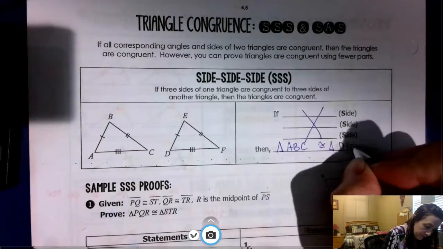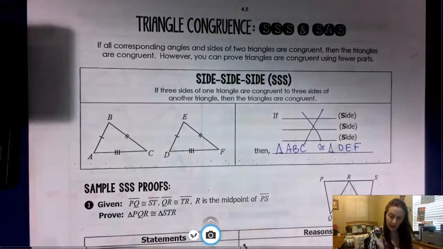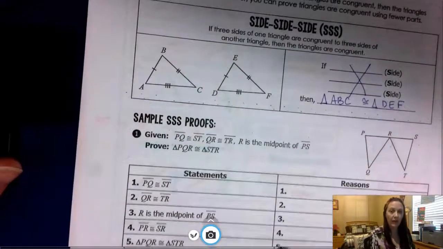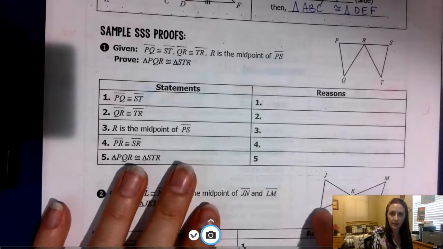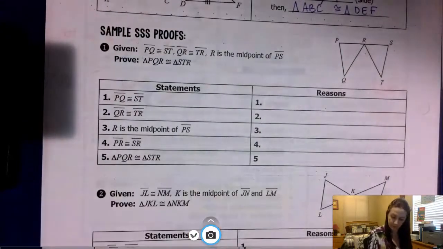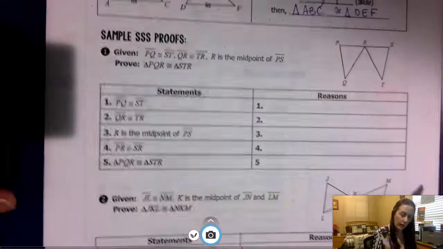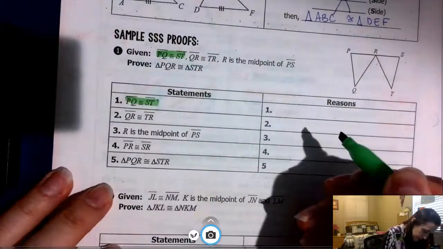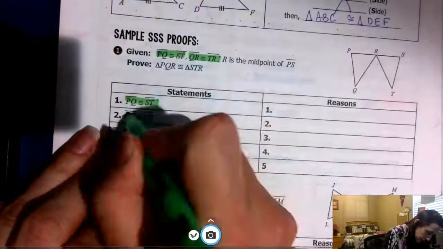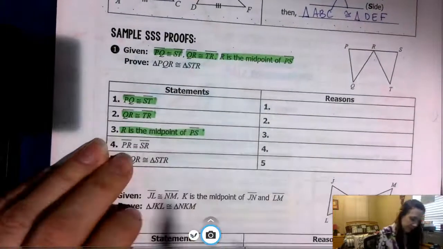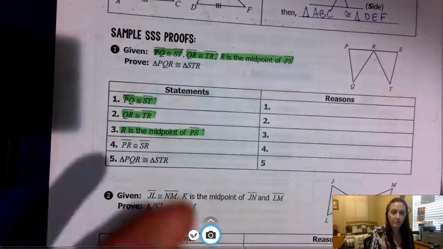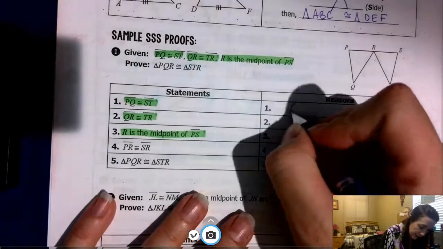Now right here I have a proof. You have all of the statements. Can you pause, try to fill in any of the reasons you can on your own? Well, up here when I look at this, I have PQ equals ST here and here, QR equals TR here and here, R is the midpoint of PS here and here. That's all right up top. I can go ahead and say that this is given for the first 3 statements.